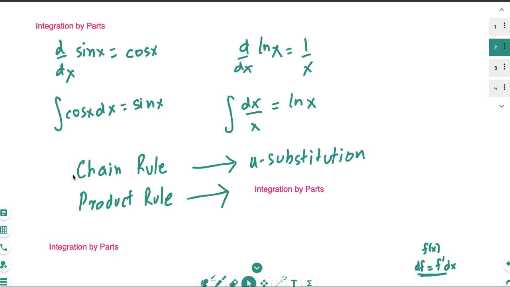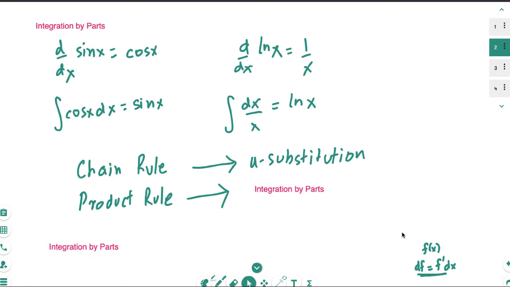We have the chain rule in differentiation. Its corresponding integration rule is u substitution, which we have already learned. Now there is a product rule in differentiation. Its corresponding integration rule is integration by parts, which is what we are going to learn today.